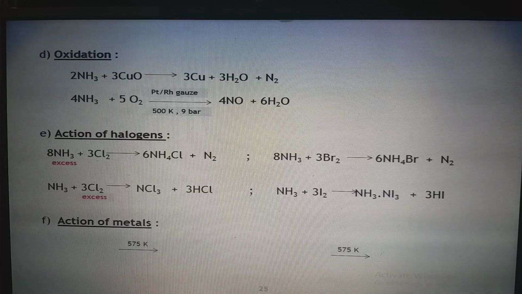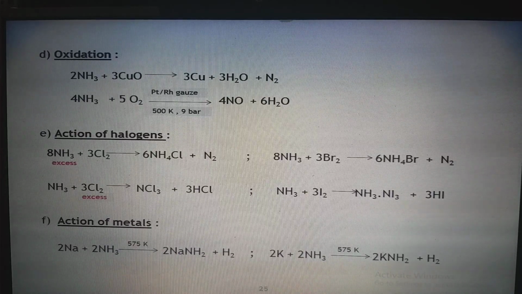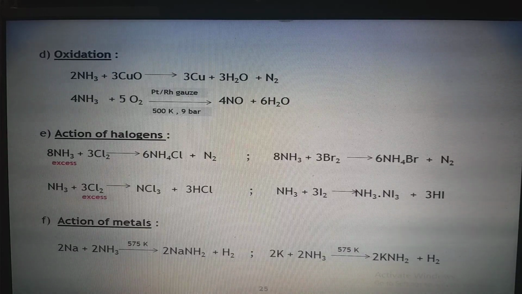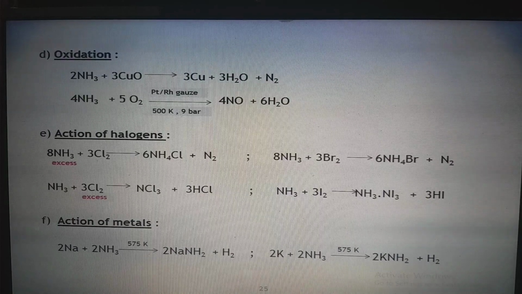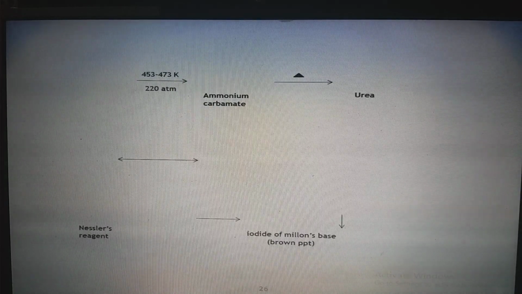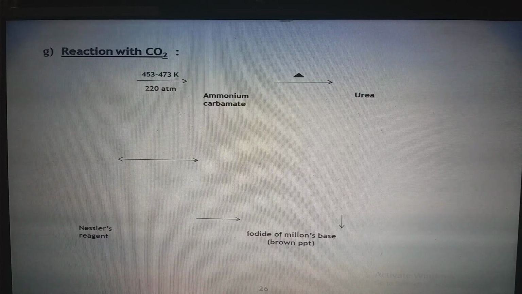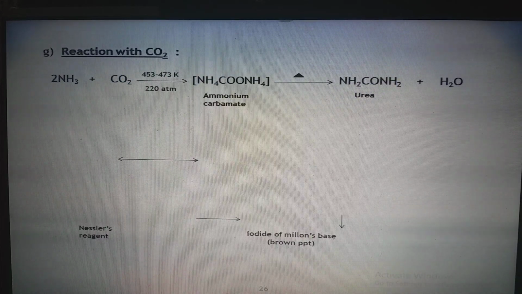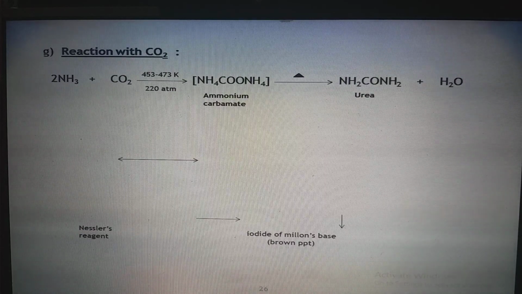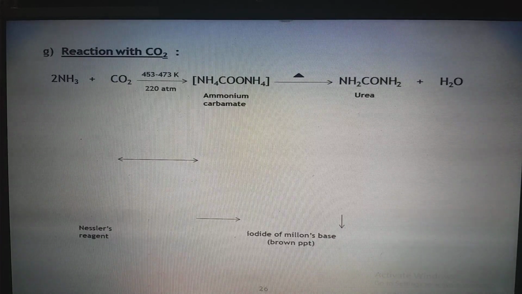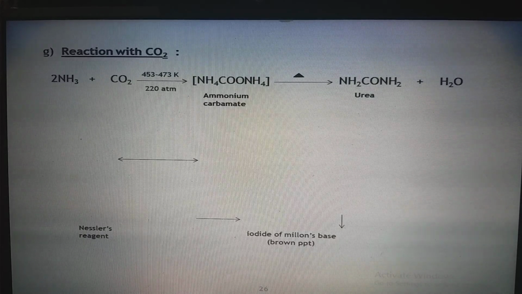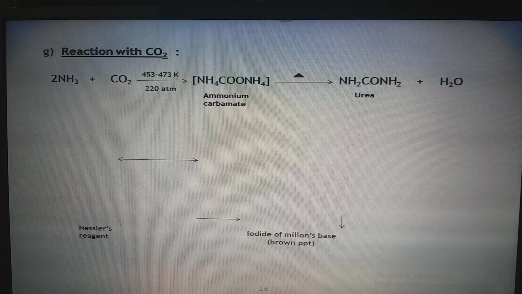Action of metals. Ammonia reacts with alkali metals at 575 Kelvin to form alkali metal amide and free hydrogen is liberated. For example, with sodium it gives sodamide and with potassium it gives potassium amide. Reaction with CO2. Ammonia reacts with carbon dioxide at a very high pressure of 220 atmospheres and 453 to 473 Kelvin temperature to form ammonium carbamate, which undergoes dehydration on further heating to form urea.